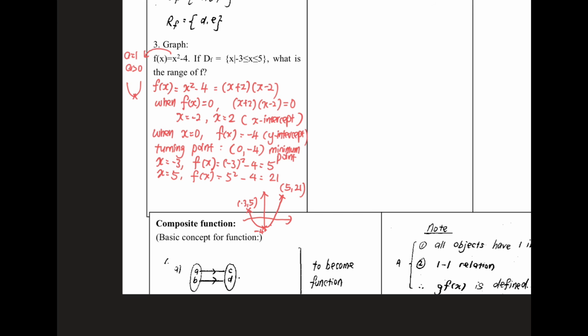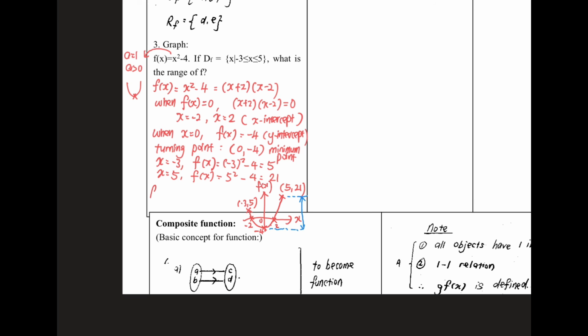We also have the x-intercepts, which are -2 and 2. So we can put them in the graph, -2 as well as 2. So the graph is done. We label the rest. Okay, now to find the range, we look at the lowest point of the graph, which is, you look at the blue color part. The lowest point of the graph, we look at the y value, it is -4, and the highest point is 21. So this is where we get the range.